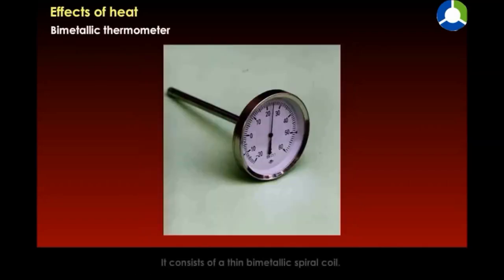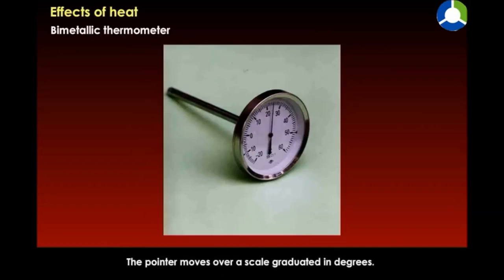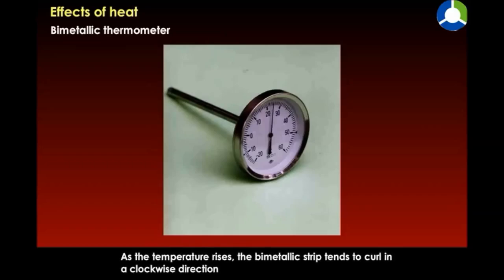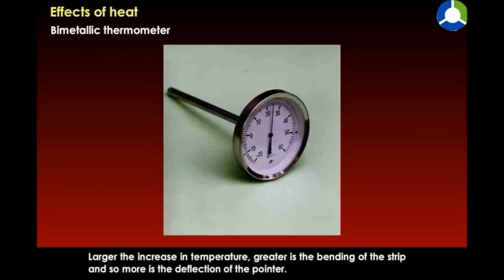Bimetallic thermometer. It consists of a thin bimetallic spiral coil. Its one end is clamped and the other free end is attached to the spindle of a pointer. The pointer moves over a scale graduated in degrees. As the temperature rises, the bimetallic strip tends to curl in a clockwise direction, and the pointer moves on the graduated scale. Larger the increase in temperature, greater is the bending of the strip, and so more is the deflection of the pointer.